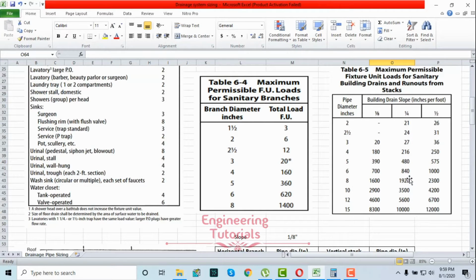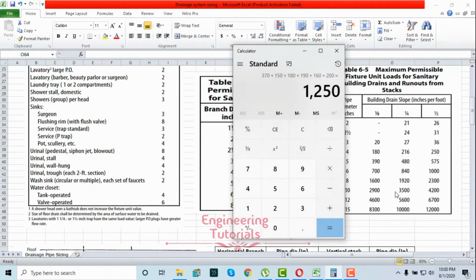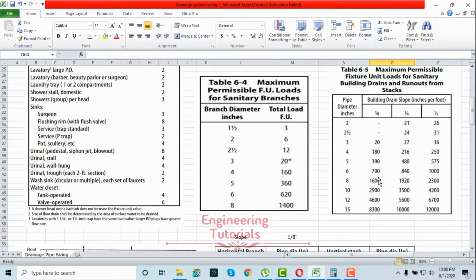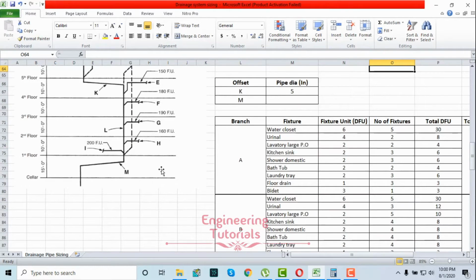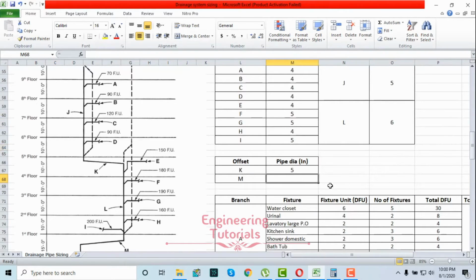Again, if you note over here, 1250 is coming in between them, so we'll go for the higher value. If you have a slope of 1/4 inch, the pipe size will still be 8 inches. Since in our project we use 1/8 inch, it's the same, that is an 8-inch pipe diameter. That value is coming between 700 and 1600, and our fixture unit value is 1250. So we are going to use 1600 and the pipe diameter is 8 inches. So M is 8 inches.